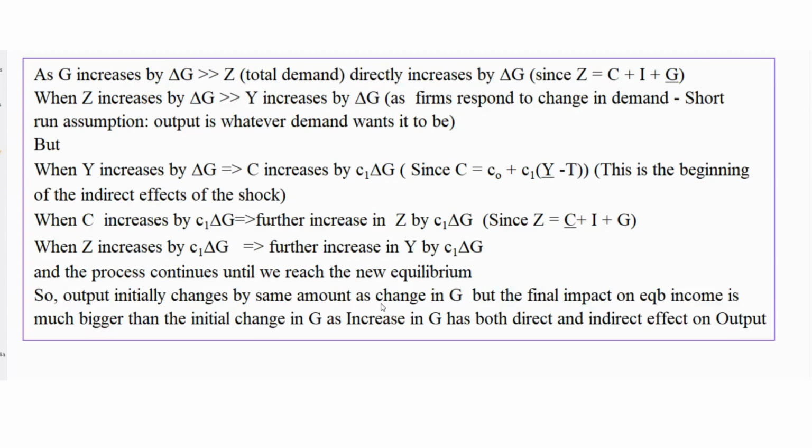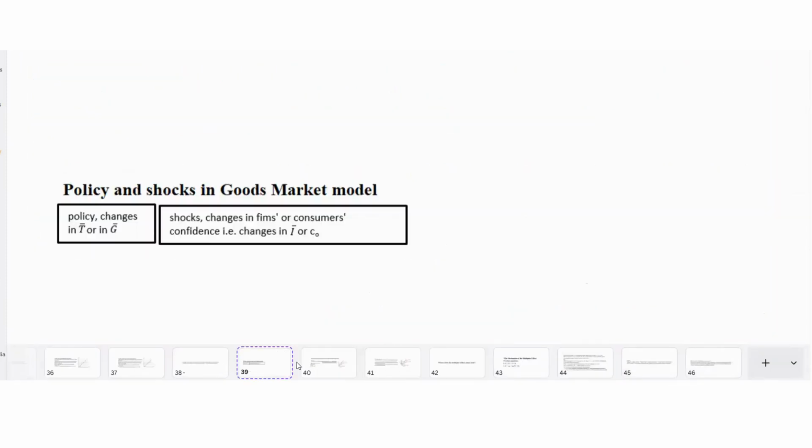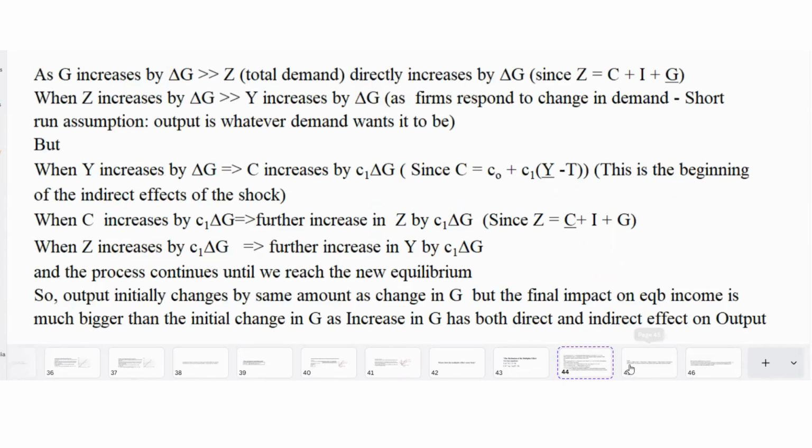So output initially changes by the same amount as the change in G. But the final impact on equilibrium income is much bigger than the initial change in G, as the increase in G has both direct and indirect effects on output. The direct effect was that output changed by the same amount as the change in G, but there were indirect effects as well, because consumption is a function of income. That is why, when we looked at this graphically, the increase in Y was more than the initial increase in G, because of this multiplier effect.